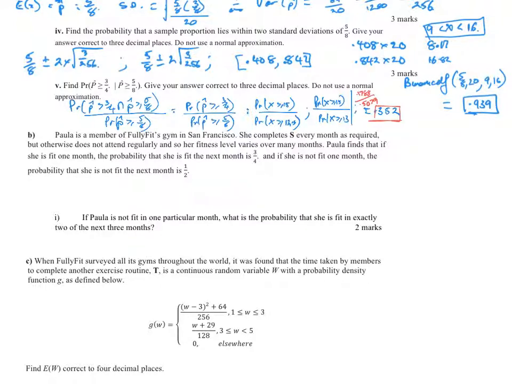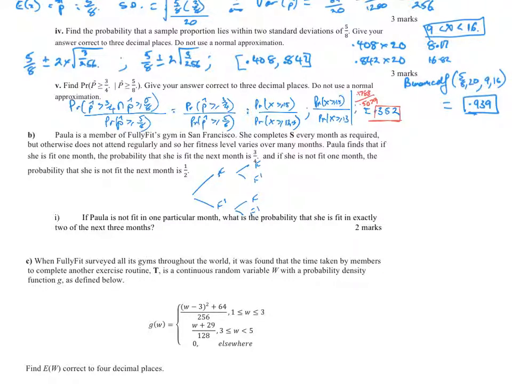Okay, if Paula is not fit one particular month, I reckon let's do a bit of a tree diagram. We'll call it fit and not fit, fit, not fit, fit, not fit.